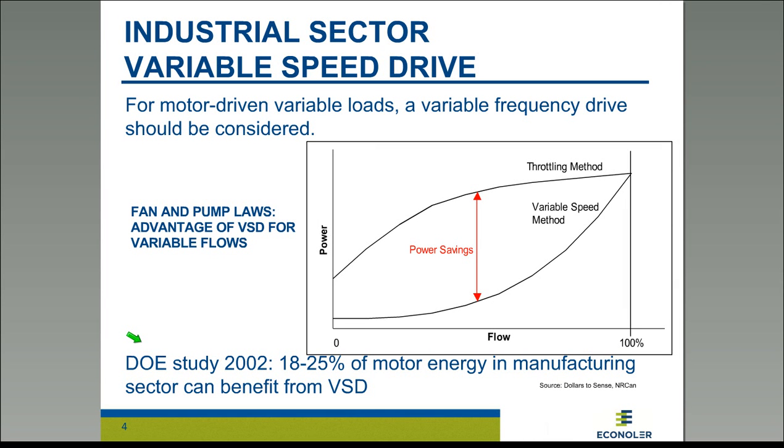between 18 and 25% of motor energy in the manufacturing sectors can benefit from variable speed drives. That means about one quarter to one fifth of the motor energy consumption is a potential target for the installation of variable speed drives. Of course, that was 2002.